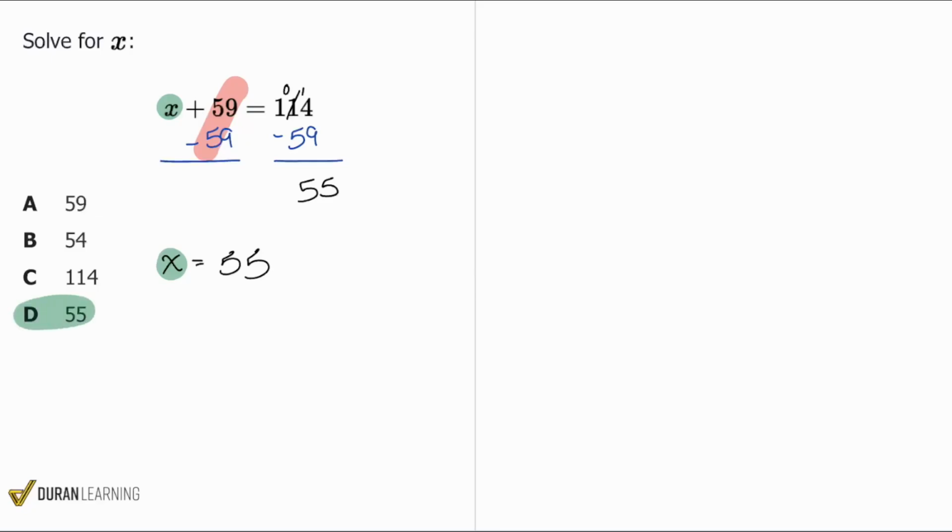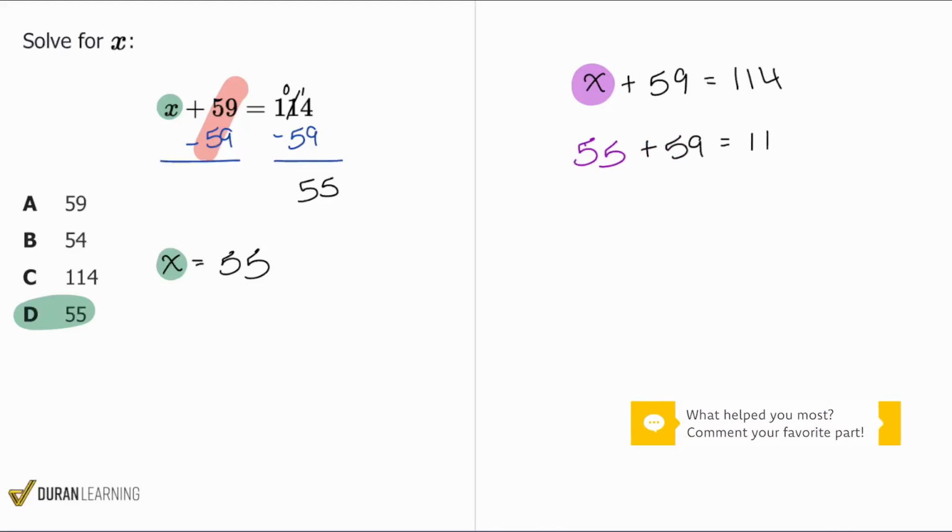We're done. If we wanted to check our work, all we need to do is take the original equation, x plus 59 equals 114, and plug in that 55 for x. So that would be 55 plus 59. And indeed, that does equal 114, and we're all good. The correct answer here is answer choice D, just working backwards, subtracting 59 from both sides.